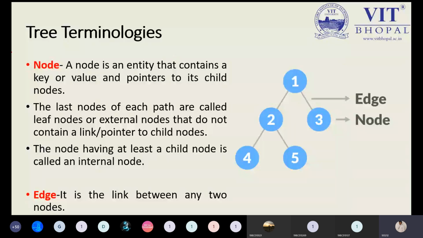Now, this node. What is meant by a node? If anyone asks you about the node, a node is basically an entity that contains some key or value. Key or value means we have some data, and it points to its child nodes. How do we represent the child nodes? The representation of the node can have two parts, or it could be more than two parts. Like this is a root node, and the root node points to two different parts, a left part and a right part.